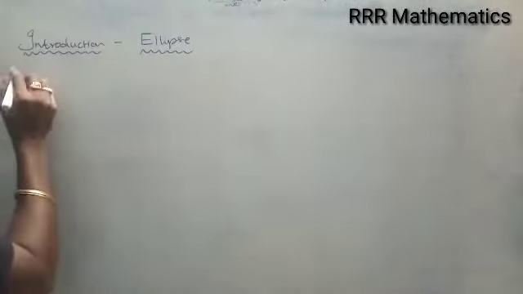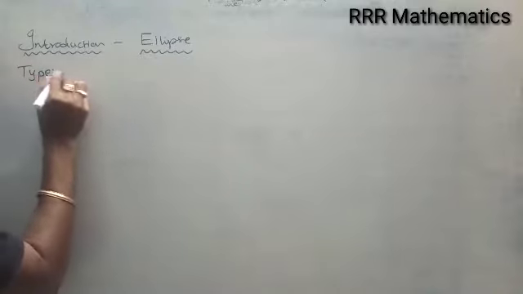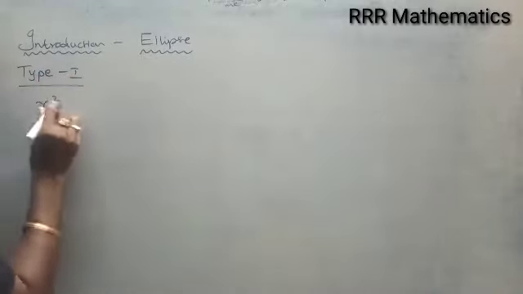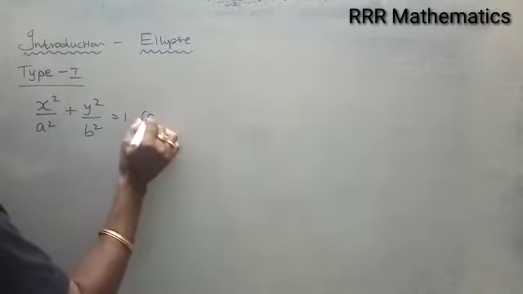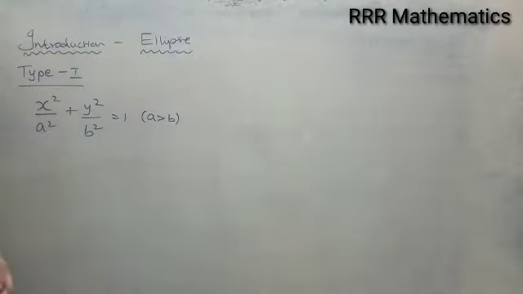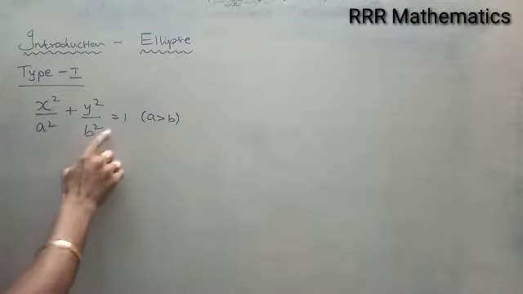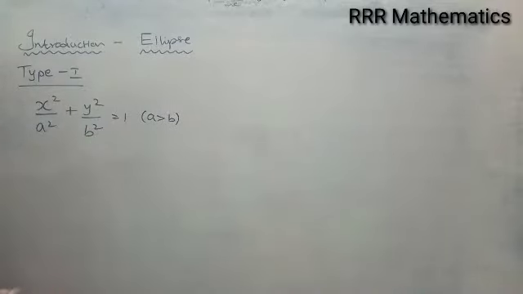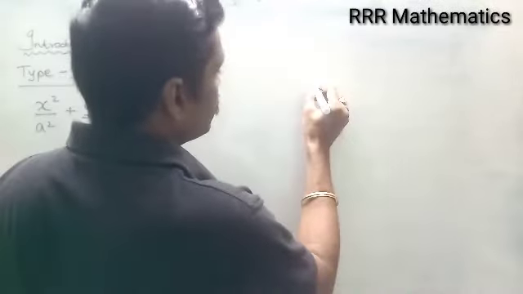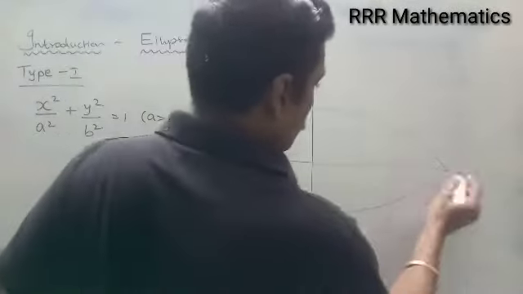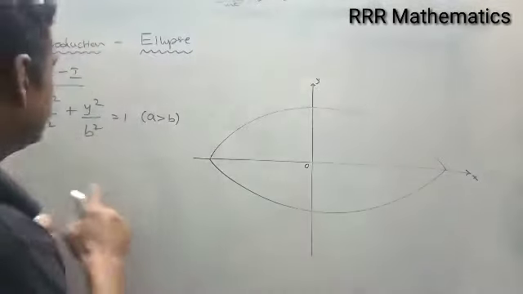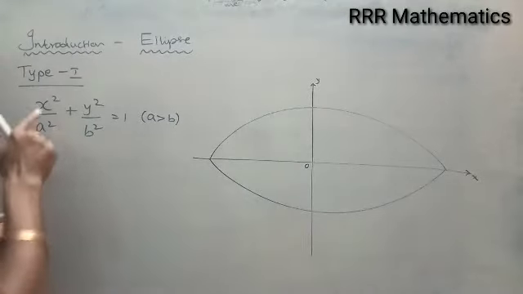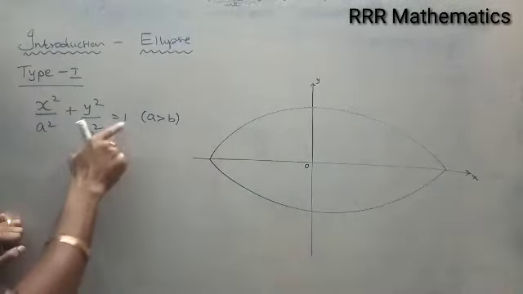Type 1, x square by a square plus y square by b square equal to 1, where a is greater than b. For type 1, we have a standard equation which is nothing but x square by a square plus y square by b square equal to 1, where a is greater than b. Here, x-axis, y-axis, origin. This is a standard equation whose center is at the origin.